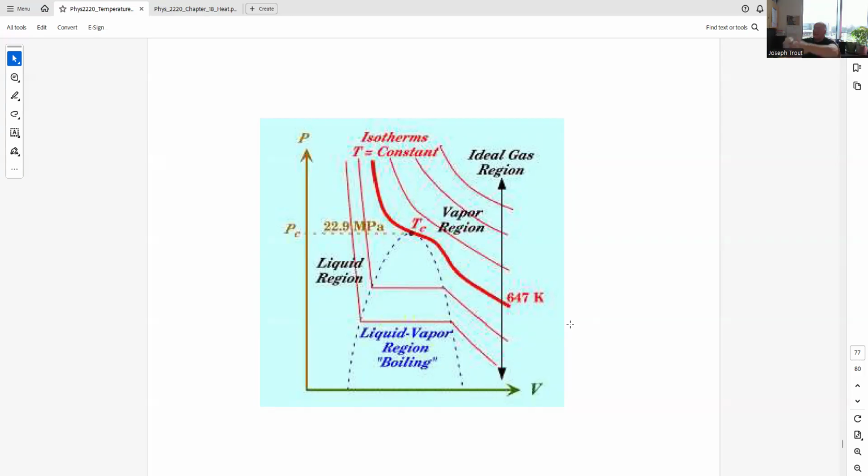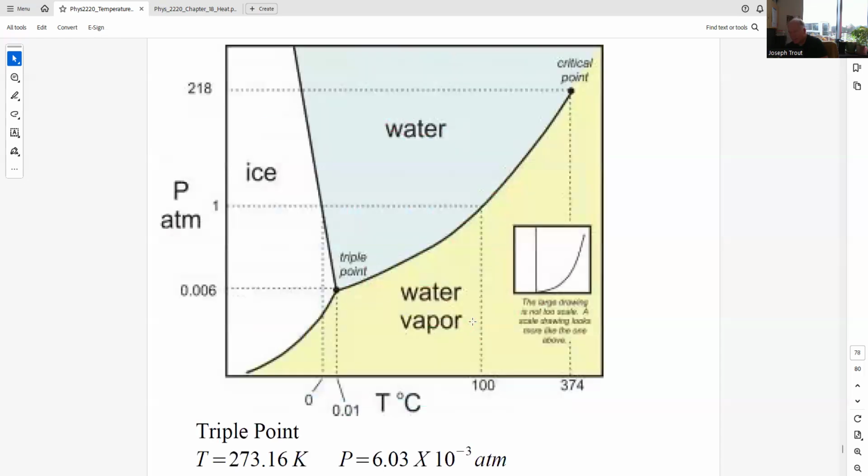So we get graphs that look like this, and we have this isotherm where T is a constant temperature. What we see is it usually looks like this. So if we're in the liquid region or the solid region, right here, the liquid region. Here's a liquid-vapor region and a vapor region. And depending on how we do it, we're going to see these different shapes of graphs.